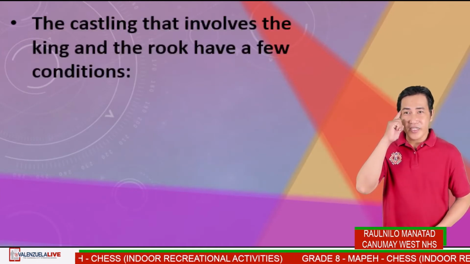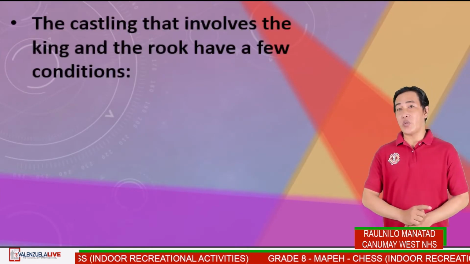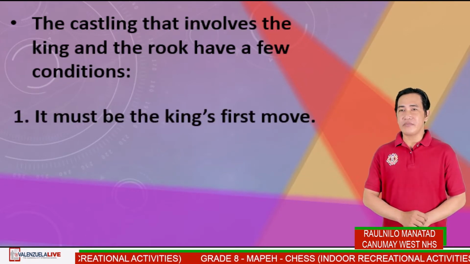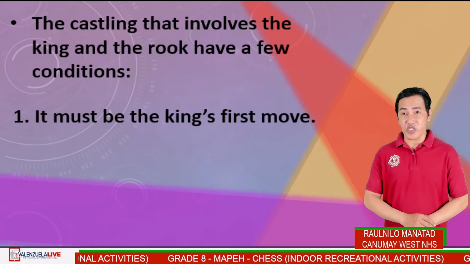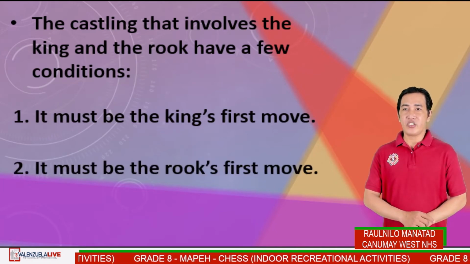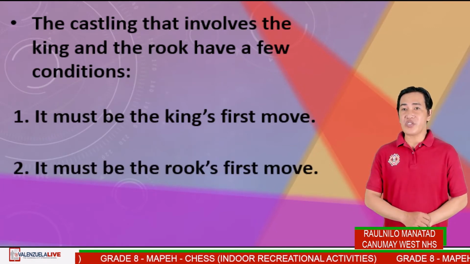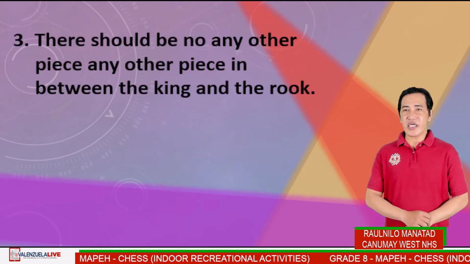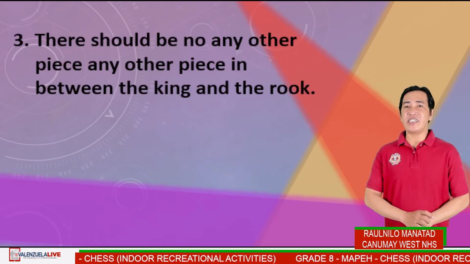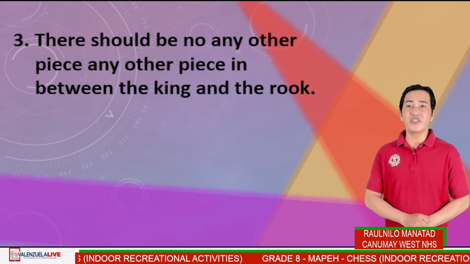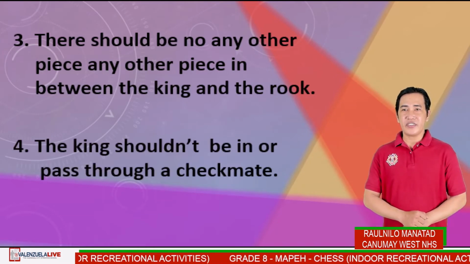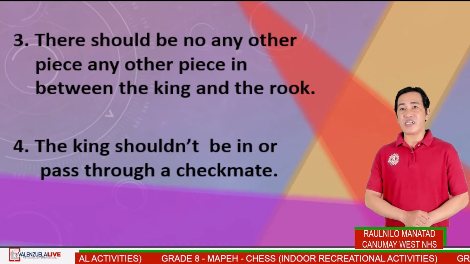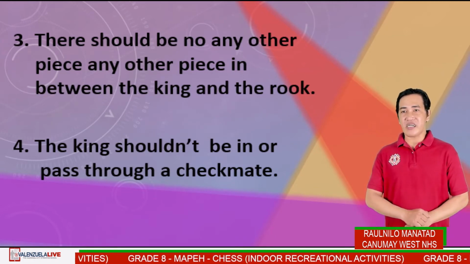Remember, the castling that involves the king and the rook has a few conditions. 1. It must be the king's first move. 2. It must be the rook's first move. 3. There shouldn't be any other piece in between the king and the rook. 4. The king should not be in or passing through check.